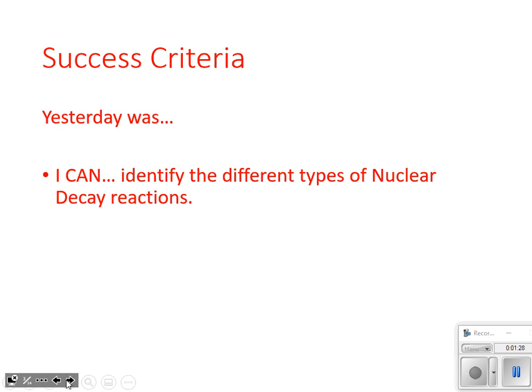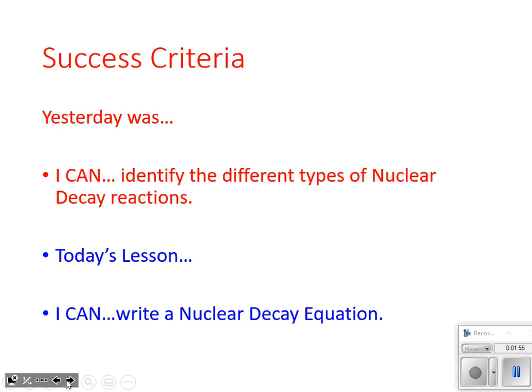And yesterday, like I said, what I wanted you to do is to be able to identify them. So if we're thinking alpha decay, we're looking for that helium, okay? If we're thinking electron capture, the electron's going to be on the reactant side. So there were certain things that we were looking for in order to identify those. Well, today we're going to go a step further. Today we are going to write nuclear decay equations.